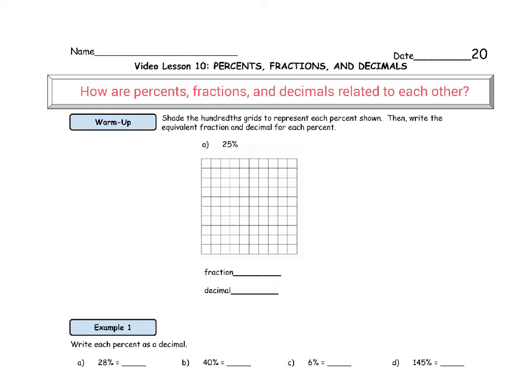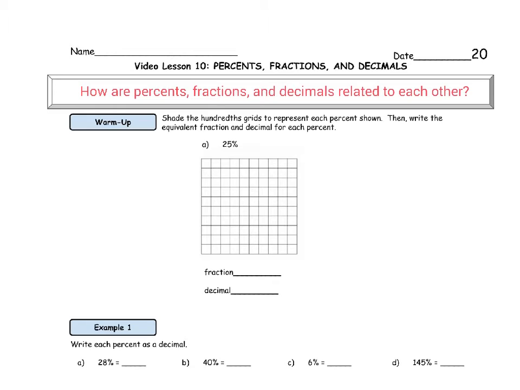It says, shade the hundredths grid to represent each percent shown. In this case, we only have 1% shown. Then, write the equivalent fraction and decimal for each percent. So, in the warm-up, we just have 25%. Now, this is called a hundredths grid because there are 100 little units.